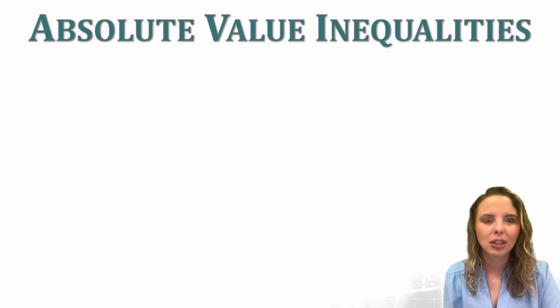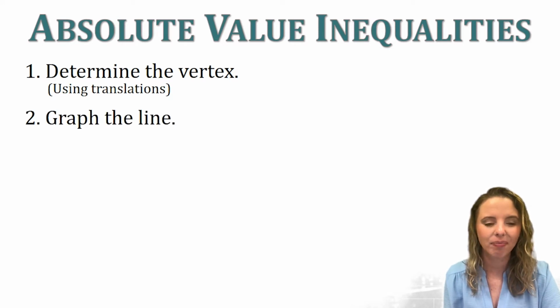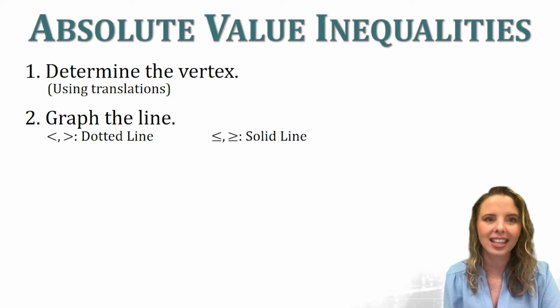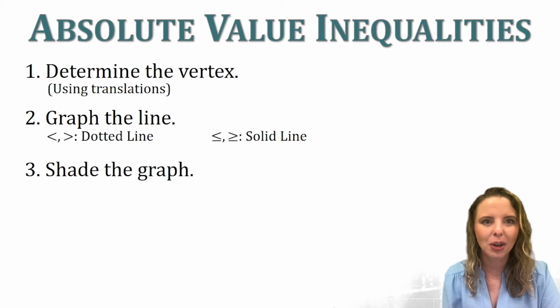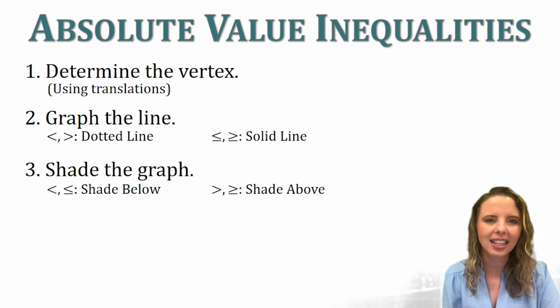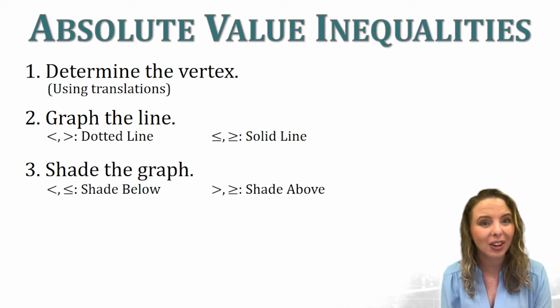We are going to still use translations to determine the vertex. Then we're going to graph the line. If it is a greater than or less than sign, it's going to be dotted, and if it's greater than or equal to or less than or equal to, it's going to be a solid line, just like when we graph linear inequalities. Also, just like when we graph linear inequalities, we have to shade, and if it's a less than sign or less than or equal to sign, we're going to shade below, and if it's greater than or equal to sign, we're going to shade above.